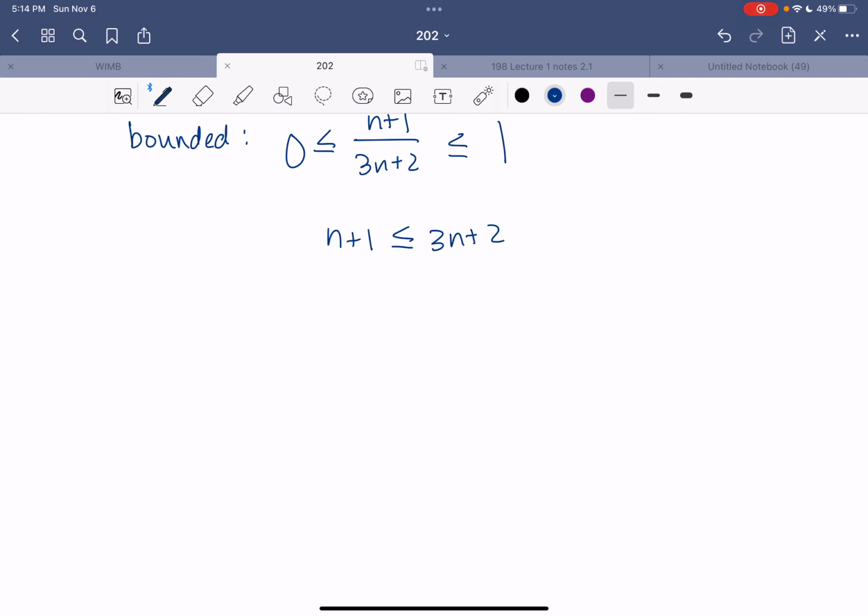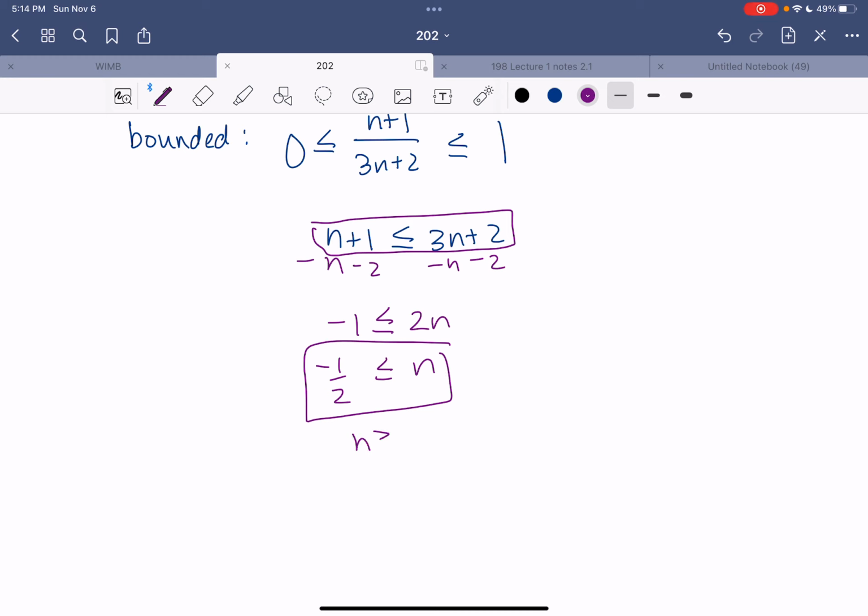So if we subtract n from both sides and subtract 2 from both sides, that gives us negative 1 is less than or equal to 2n. So divide by 2. And so this statement that we wrote right here is true for all n greater than or equal to, if I flip it around, negative 1/2. And because our n starts at 1, that works for us, right? We only have to know that it's true for n greater than or equal to 1. Okay, so that's true, and we can say that it's bounded.